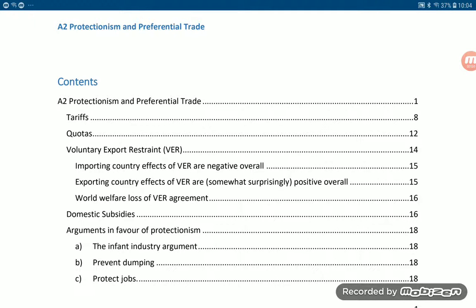Welcome to my video on protectionism and preferential trade. The diagrams that we will look at in this video can seem quite complicated. We are looking at them because it allows you to analyse the perspectives of various stakeholders. Please pause the video after I've explained each diagram to ensure that you have the relevant notes.